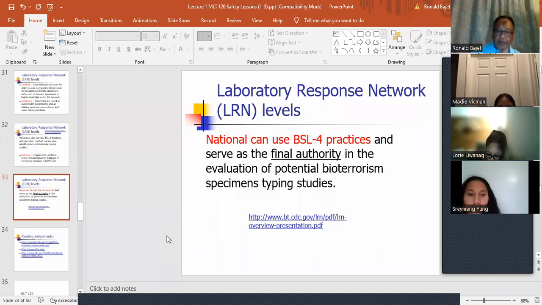And they use BSL level 4, like I said, the jumpsuits with the respirator in the back, okay? You see when like people, the scientists in the Wuhan laboratory, they're all in these spacesuits. That laboratory is a BSL level 4, okay? And it serves as the final authority in the evaluation of potential bioterrorist specimens.